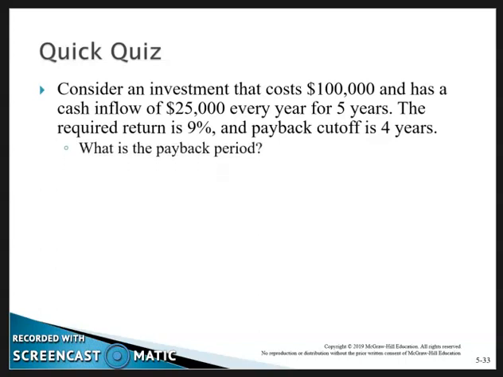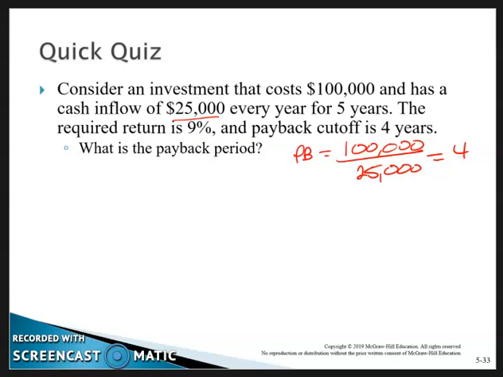The payback period in this case is fairly simple. Since this is an even cash flow, we can simply take 100,000 and divide by 25,000. Well, that gives us a payback period of 4.